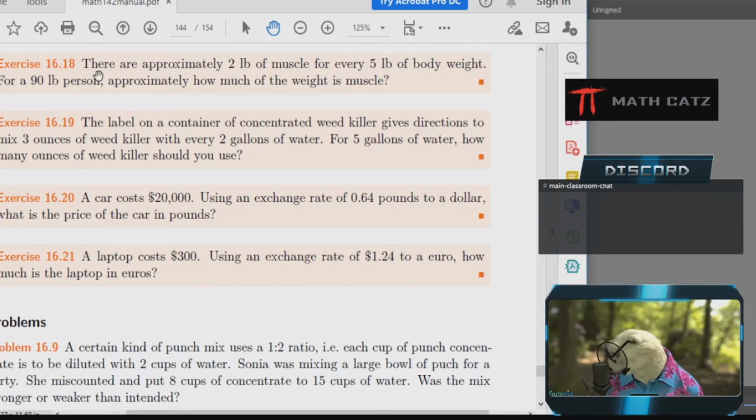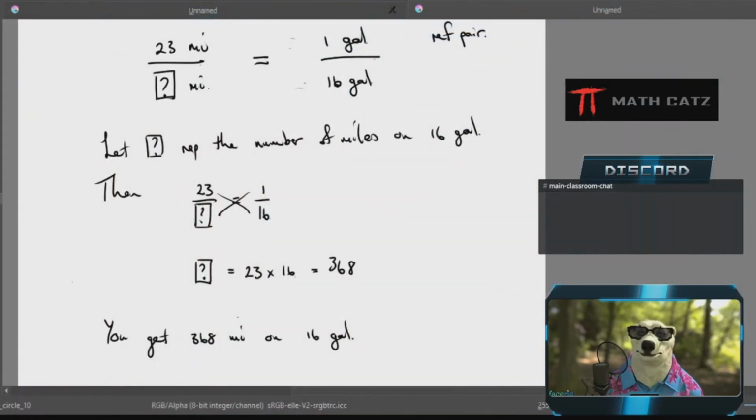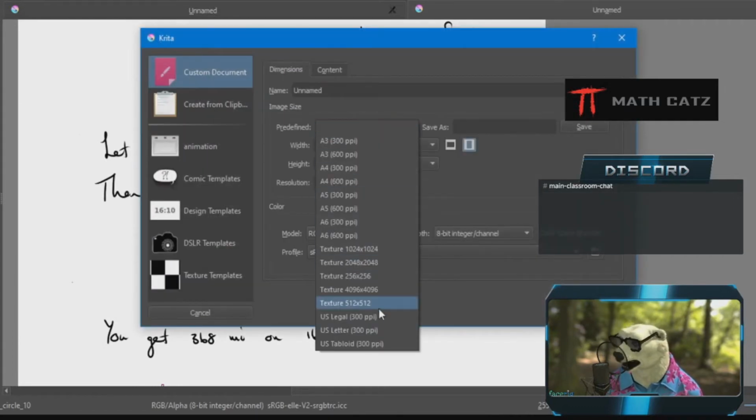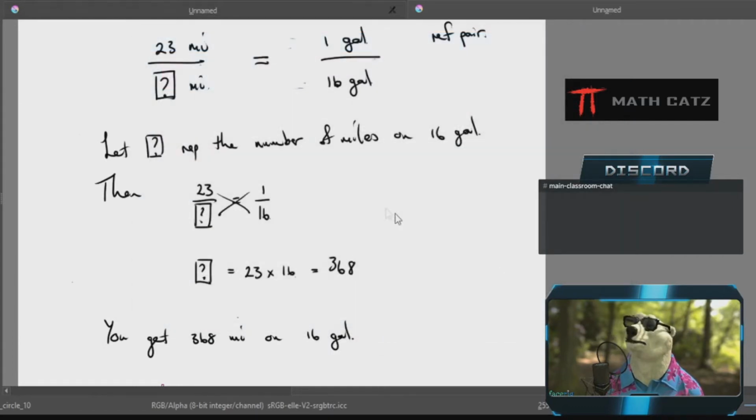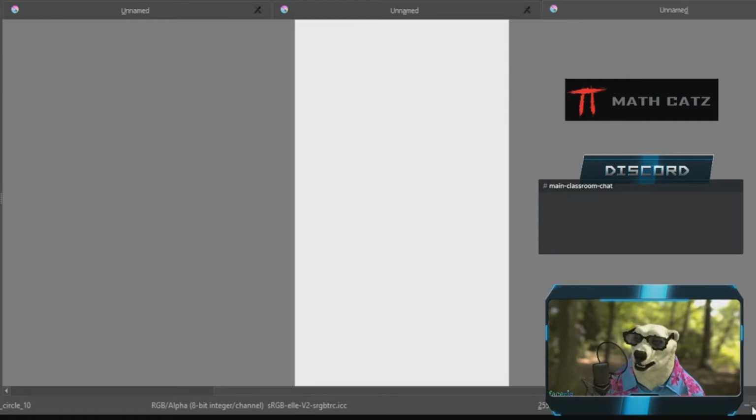Next example, 1618. There are approximately 2 pounds of muscle for every 5 pounds of body weight. For a 90-pound person, approximately how much of the weight is muscle? Now, I don't know. Do I multiply? Do I divide? There are 3 numbers. There's a 2, there's a 5, there's a 90. I'm freaking out. I don't know. I don't have to know.